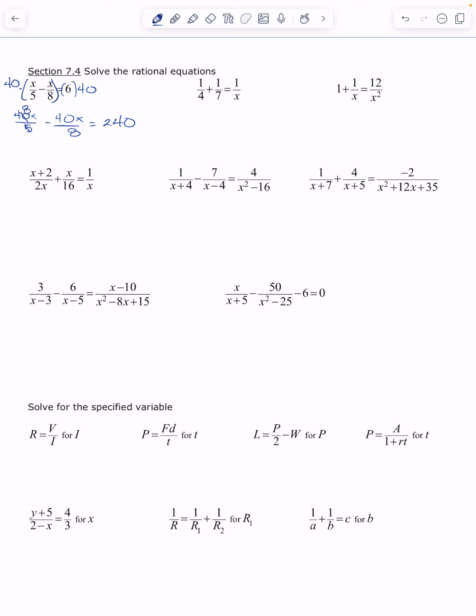5 goes into that 8 times. I have 8 times x here. 8 goes into 40 5 times. I have 3x equals 240. When I divide both sides by 3, I get x equals 80.